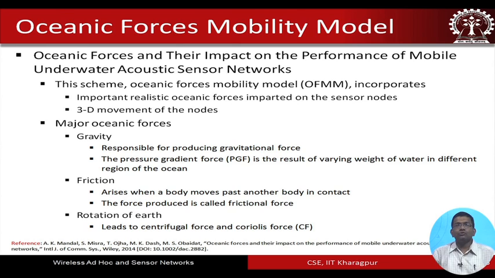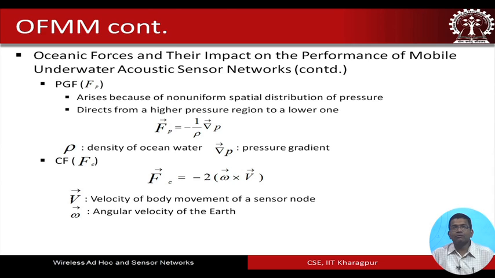And finally, we come to the oceanic forces mobility model, which was proposed by us, by Amit Mandal Mishra, that means myself and two of my other students. Here, taking help of different other forces which realistically occur in an oceanic column, like gravitational force, frictional force, force due to the rotation of the earth, Coriolis force and so on, we come up with this model to mimic the mobility of the nodes which are going to float independently in the ocean column.